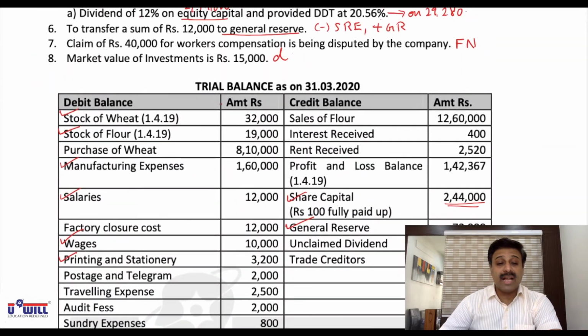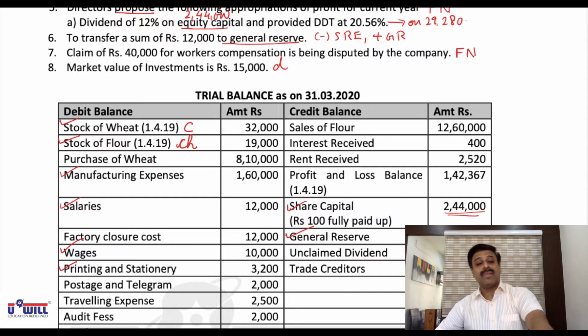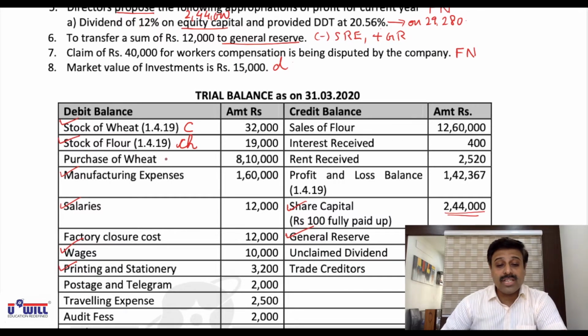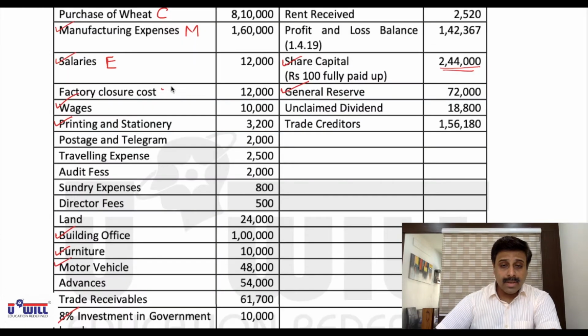Now remaining items of trial balance. Stock of wheat, as we discussed that it's a flour mill, so wheat is a raw material, so mark as C, it will come in consumption of raw material. Whereas stock of flour will come in change in inventories, marked as CH. Okay, it is a finished goods. Purchase of wheat, consumption of raw materials, manufacturing expenses, miscellaneous expenses, salaries, employee benefit expenses. Factory closure cost is an extraordinary item. Okay, factory closure cost will come as an extraordinary item.